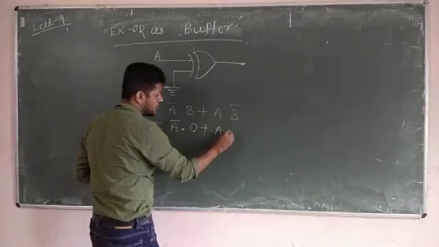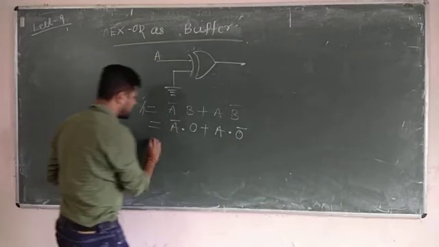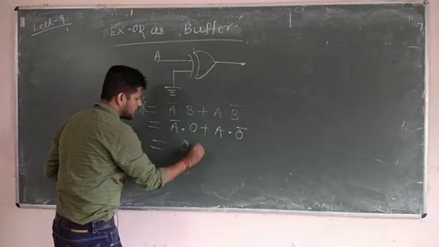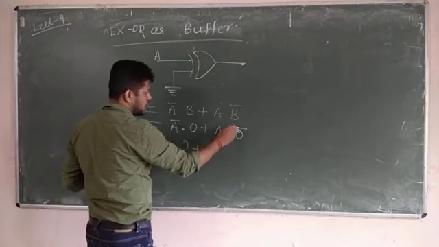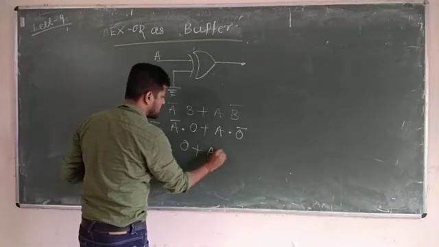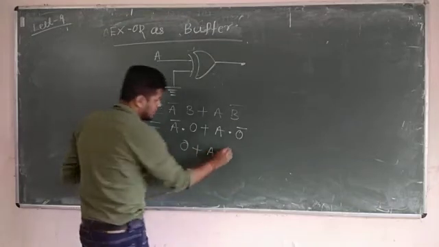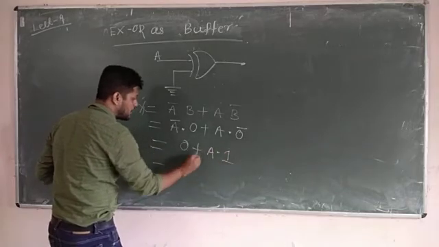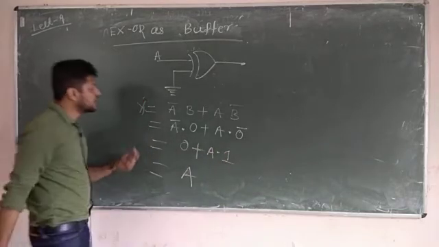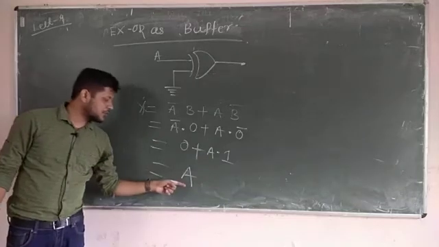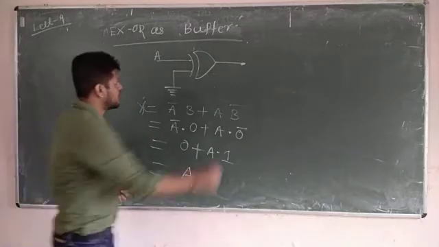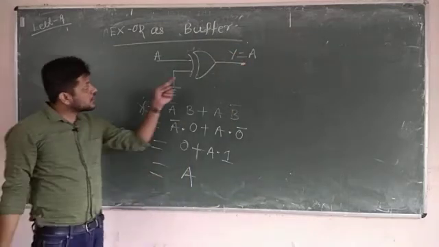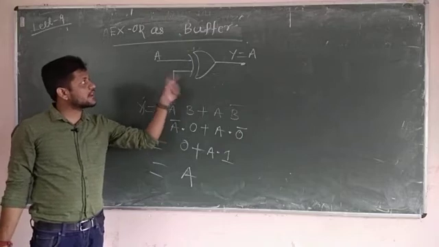So 0 complement is 1. A bar and with 0, anything ANDed with 0 is always 0, or A and 0 bar. 0 complement means 1, so now this is A and with 1. From the AND logic we have drawn the conclusion. So finally we are applying input A and we are also getting output as A. In this way your exclusive OR gate will act as a buffer.